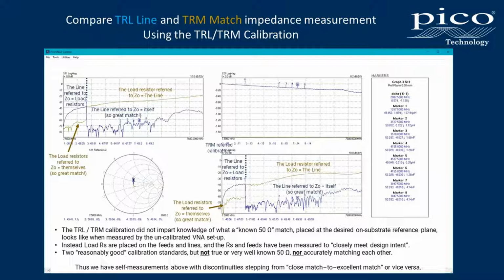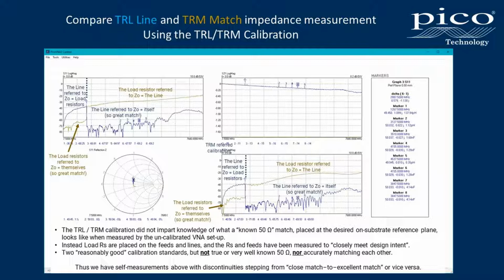Instead, we used load resistors that are in the right place and should be fairly good, placed on feed lines that have been measured to closely meet design intent. In other words, even the feed lines aren't exactly 50 ohms. They are as close as we could make them, probably designed in a CAD environment and then transferred onto an FR4 substrate, which, as we know, can be rather variable.